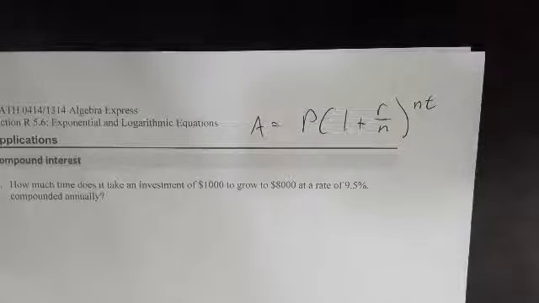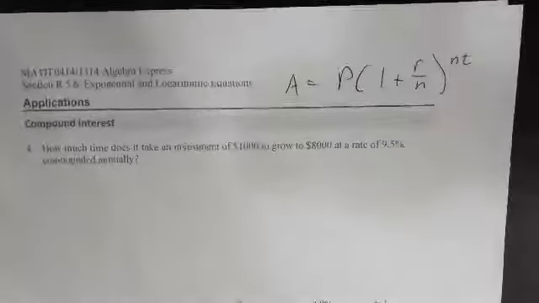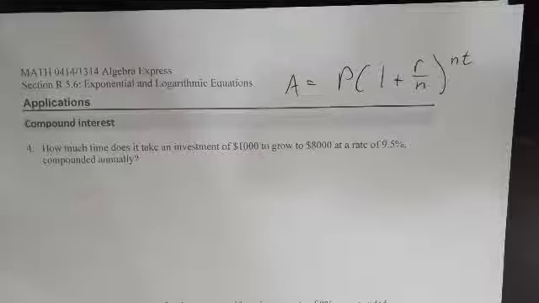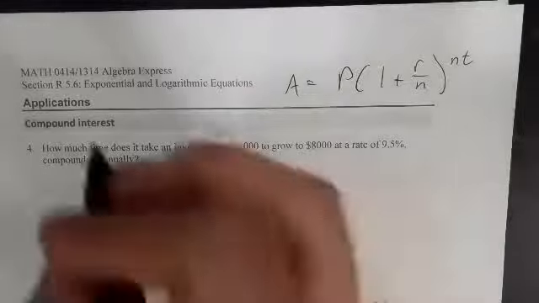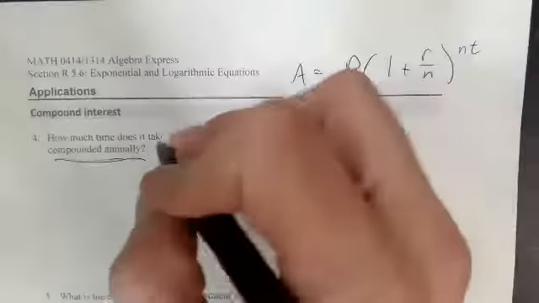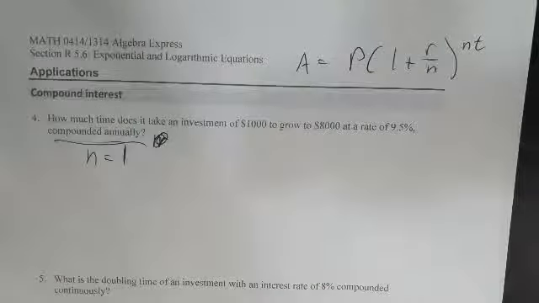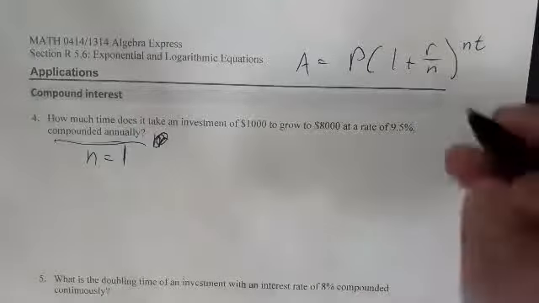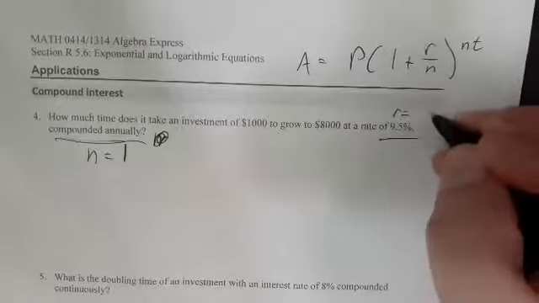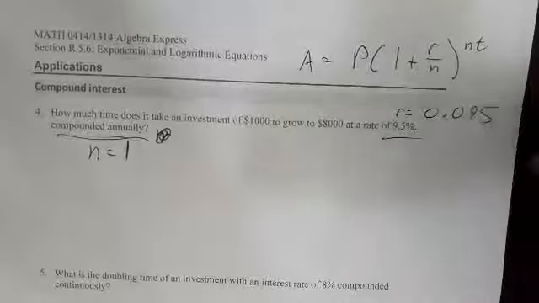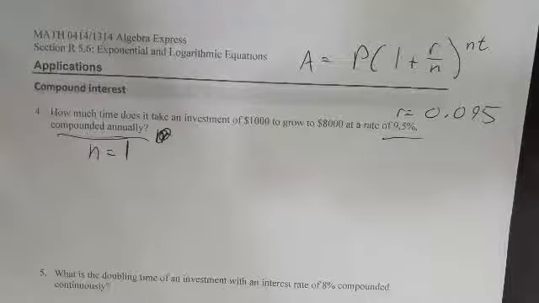All right, so this is our formula. We want to start plugging things in. How much time does it take an investment of 1,000 to grow to 8,000 at a rate of 9.5% compounded annually? If you see compounded annually, this is giving us some information about N. So if it's compounded annually, now I can write N equals 1, compounded once per year. This is my rate, but I have to do a little bit of converting. So 9.5% is 0.095.